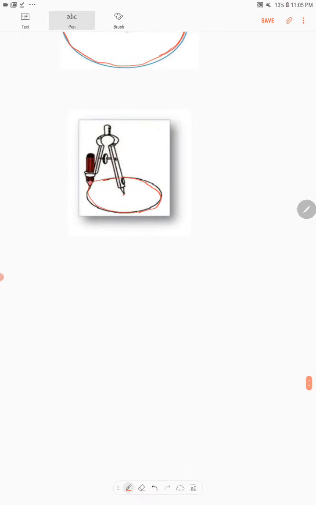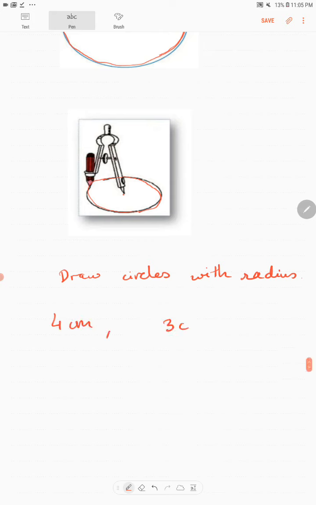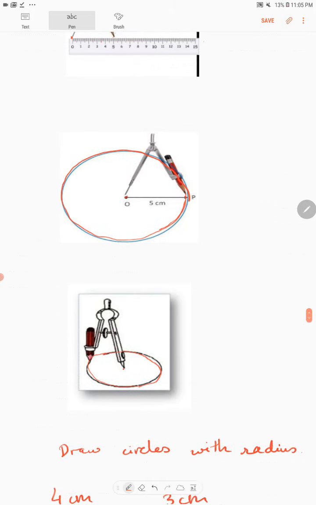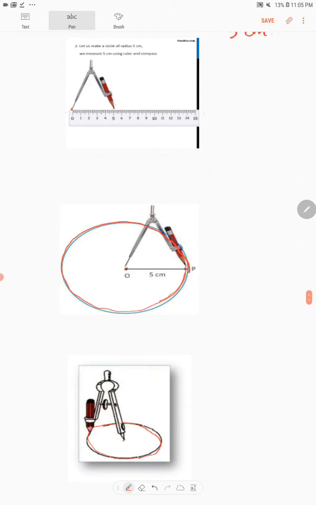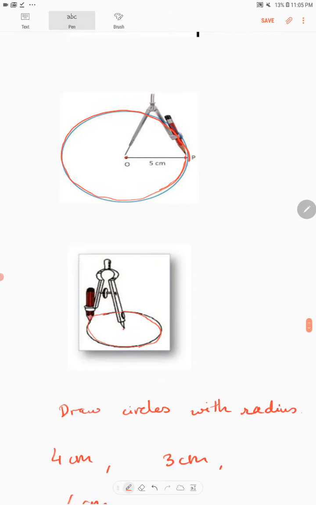Now you have to practice this. You need to practice a lot. So draw circles with radius 4 centimeters, 3 centimeters, 6 centimeters. You will take a scale, you will take the compass, you will adjust the lengths and you will draw the circle like this.